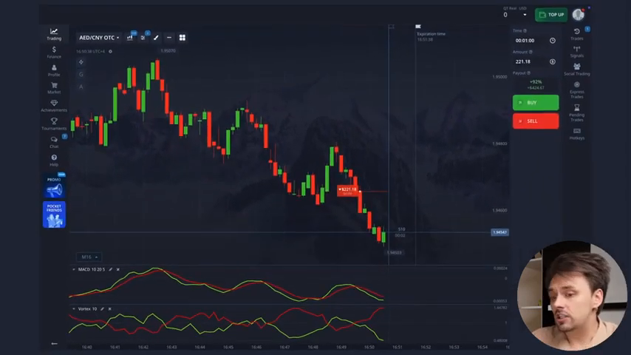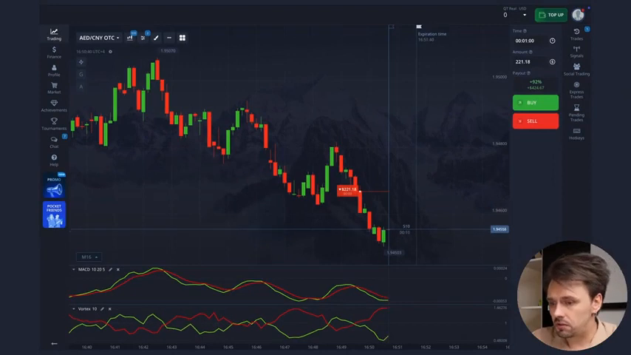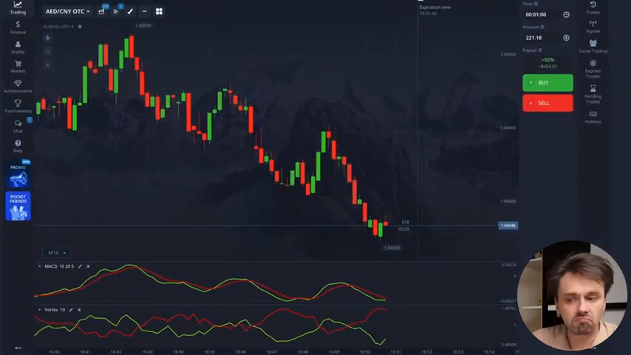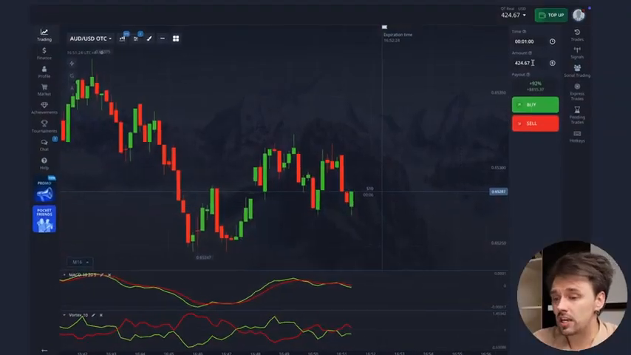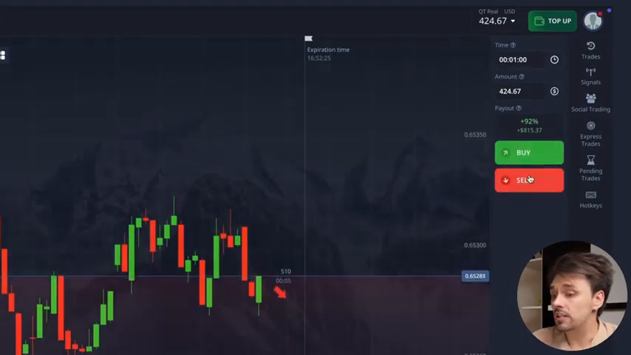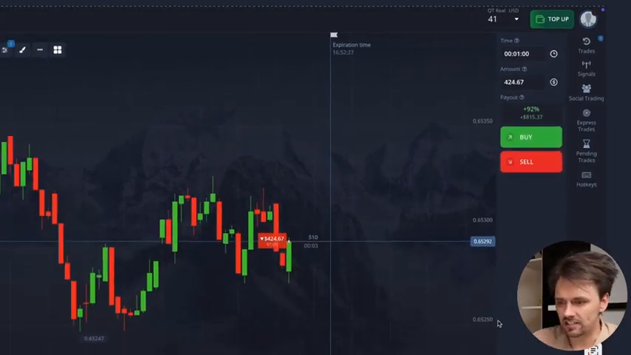Here a trade to the downside looks absolutely natural, so we're waiting for the trade to close, and it brings me $424. Excellent. And again, I'll open the trade to the downside for $424, expecting a price decline.